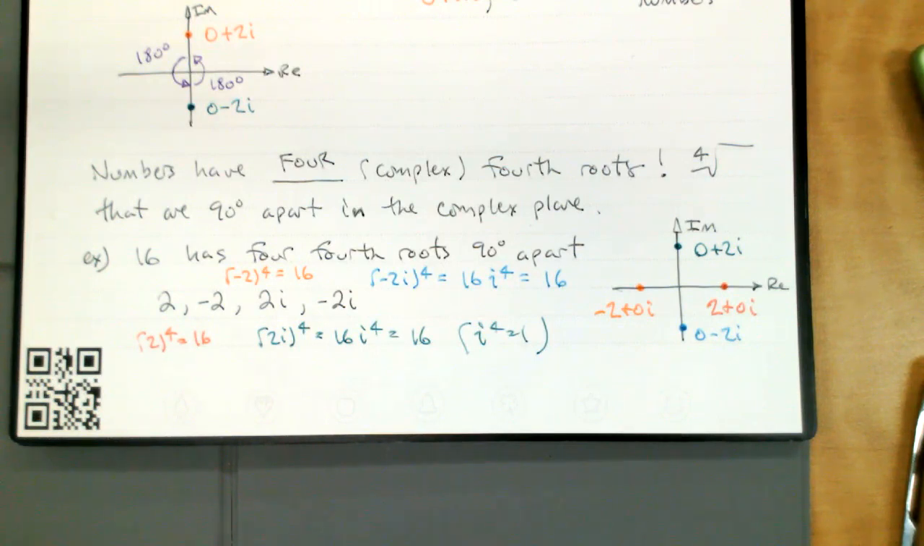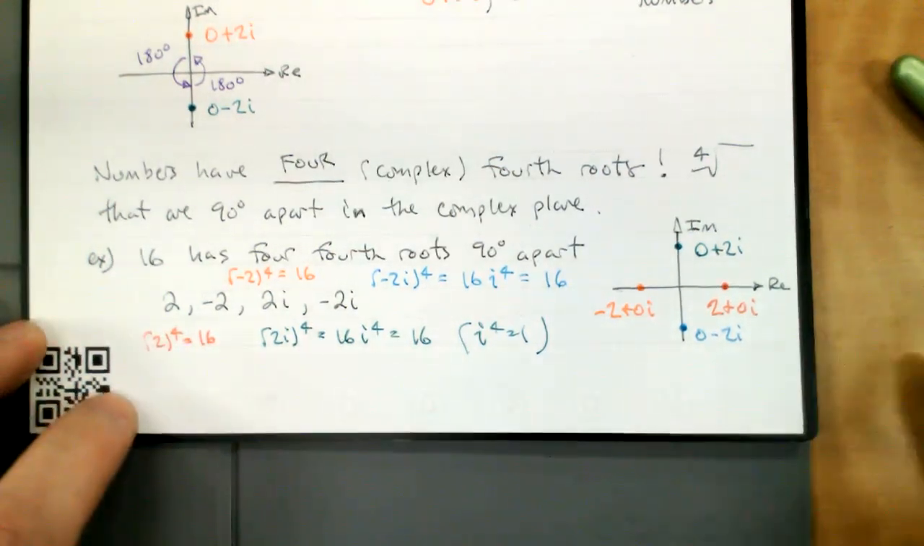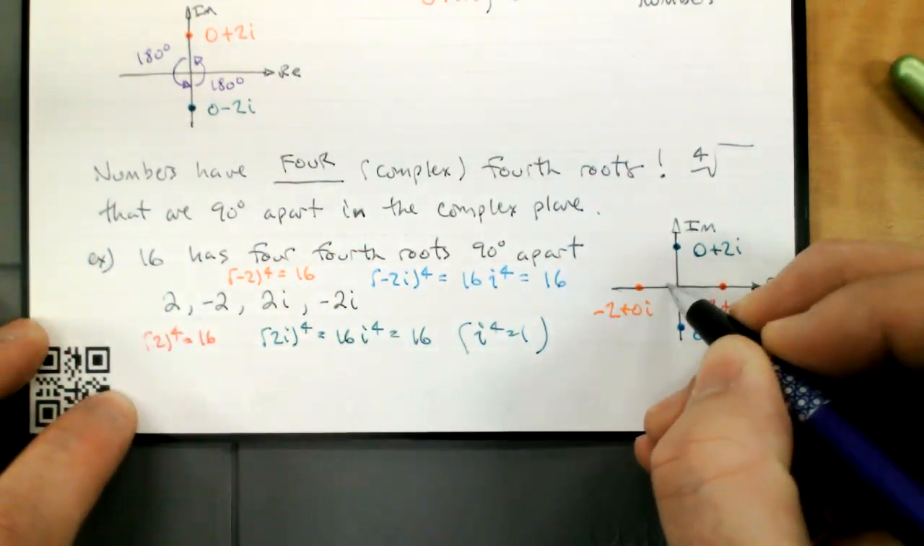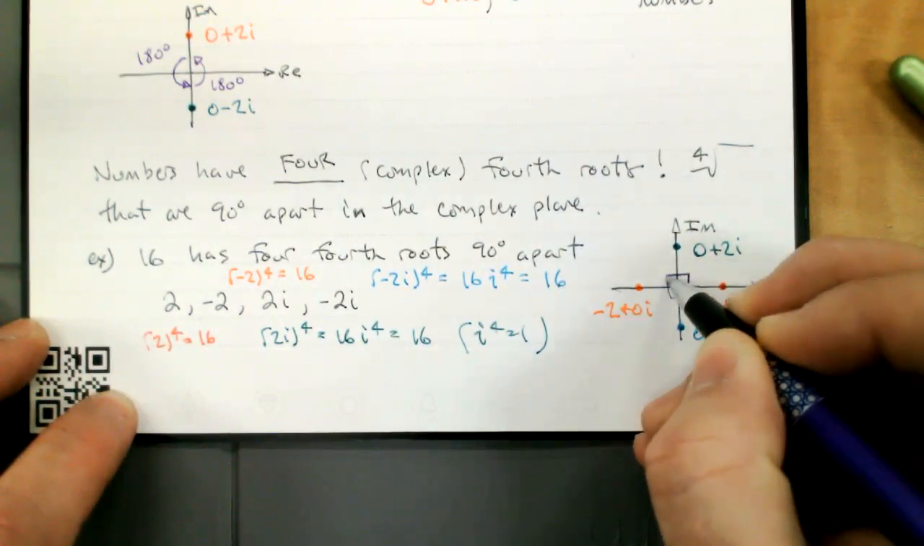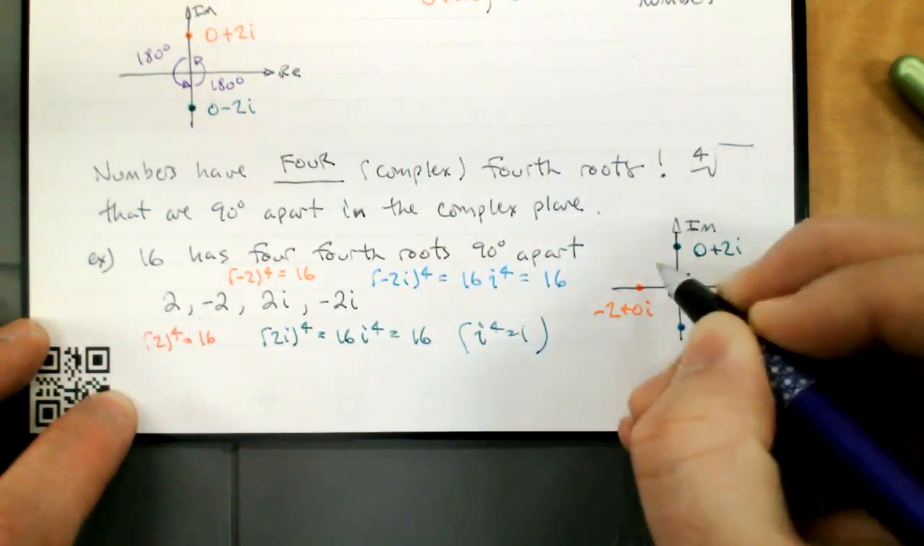Anyway, what are we on about? Oh, yeah, complex roots. See, they come out of nowhere. But this 90 degrees apart thing, that's where the trig comes in. It's 90 degrees, so I can use a right angle.